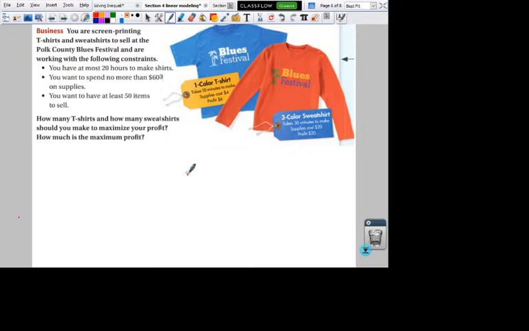All right, so let's go through. It says you have at most 20 hours to make shirts. So before we do that, let's make X our T-shirts, and let's make Y sweatshirts. X equals T-shirts. Y equals sweatshirts.